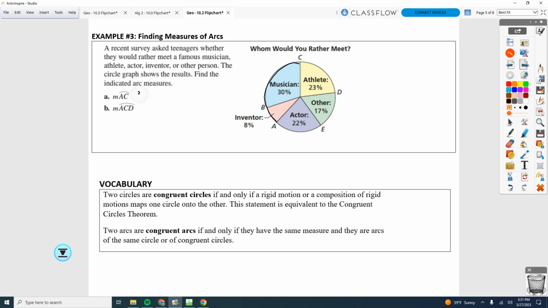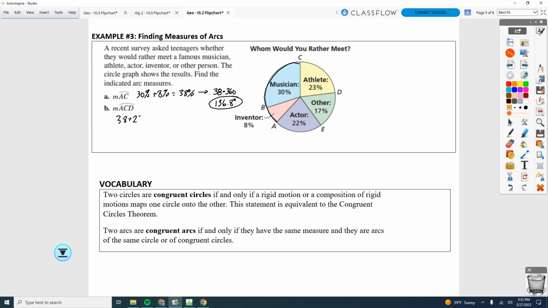So these two together, it's going to be 30% plus 8%, and that's 38%. So we want 38%, which we say is 0.38 times 360 to get its arc measure. So 0.38 times 360 is 136.8 degrees. Now ACD is going to be that plus the extra 23%.